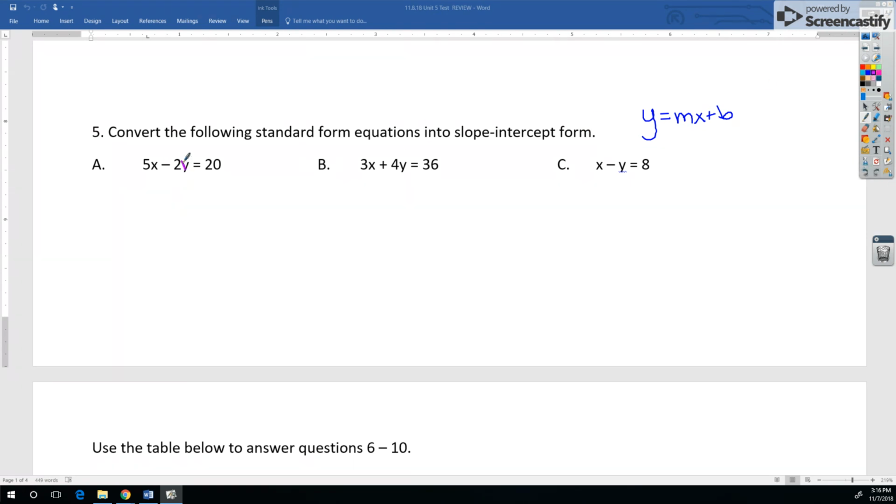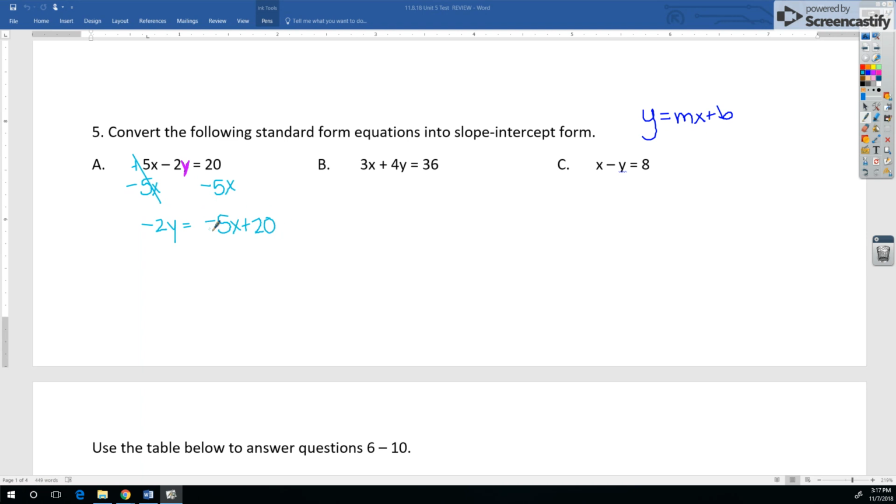Okay, here's my y. That's what I'm getting alone. Don't move the y at all. Y stays in the exact same spot the whole entire problem. So I see that I have a positive 5x. So I'm going to subtract 5x from both sides. It's going to leave me with -2y. And then I'm just going to rearrange this so it's in the same form as slope-intercept form, -5x plus 20.